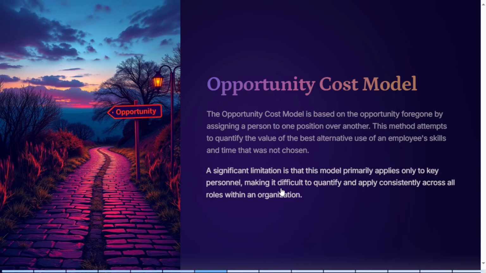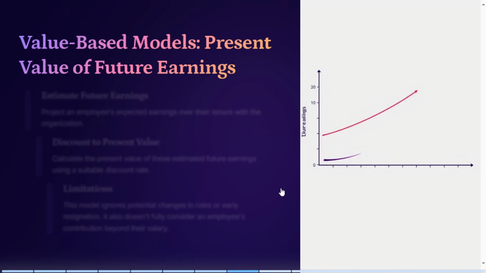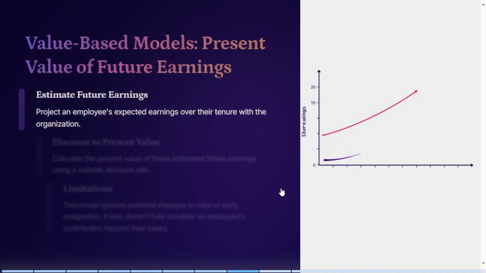Let's talk about the value-based models. Focus on the future potential. Unlike cost-based models that look at what we have already spent, value-based models ask what this employee will contribute in the future. Key distinction for UGC NET aspirants: cost-based models are what we have invested, and value-based models are what we expect to get back.